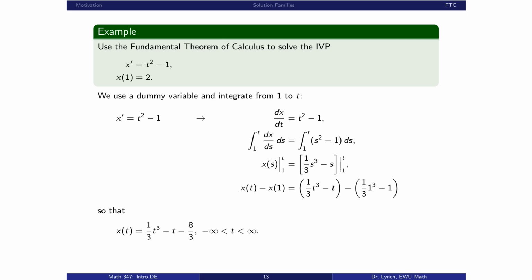And of course, when we apply the initial condition, x of 1 is equal to 2, and simplify the right-hand side, we end up with x of t equals 1/3 t cubed minus t minus 8/3. Typo here, of course, that should be plus 8/3. The solution is 1/3 t cubed minus t plus 8/3. And of course, like before, the interval of existence is minus infinity to infinity, as this function is differentiable on the interval from minus infinity to infinity.